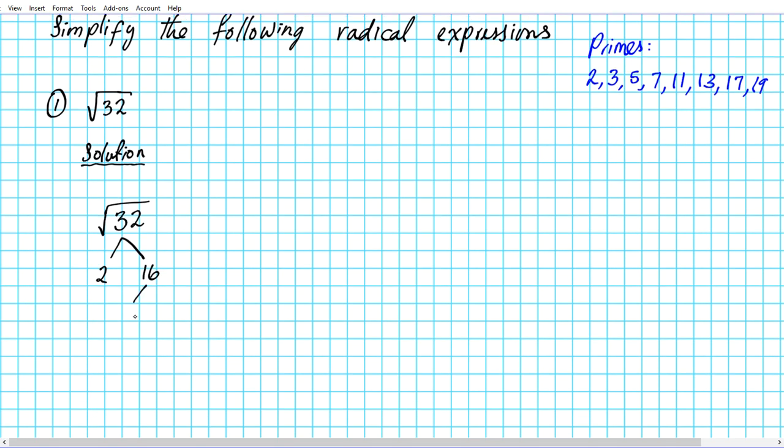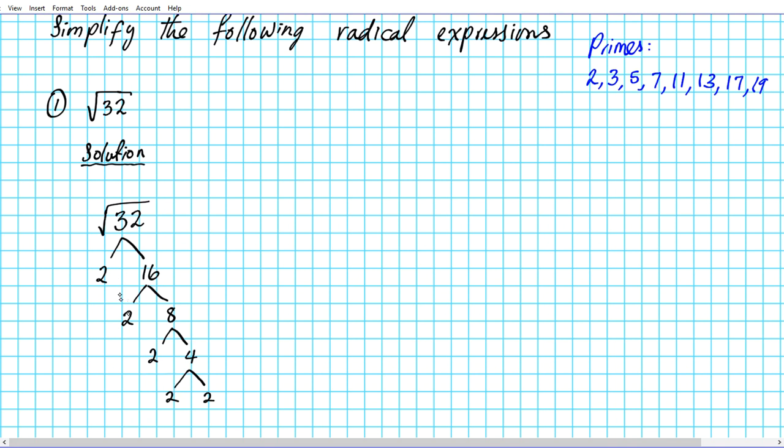2 goes into 16 8 times. That can be broken further. 2 goes into 8 4 times, and then 2 goes into 4 2 times. Now, if you wanted to use the square root method, you could have just taken the square root of 16 here, and you have 4 root 2 as your answer. But we're using a different method that reveals all the factors.